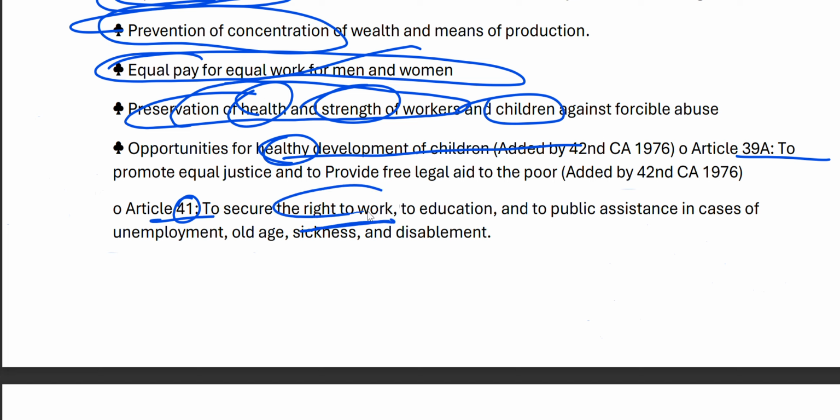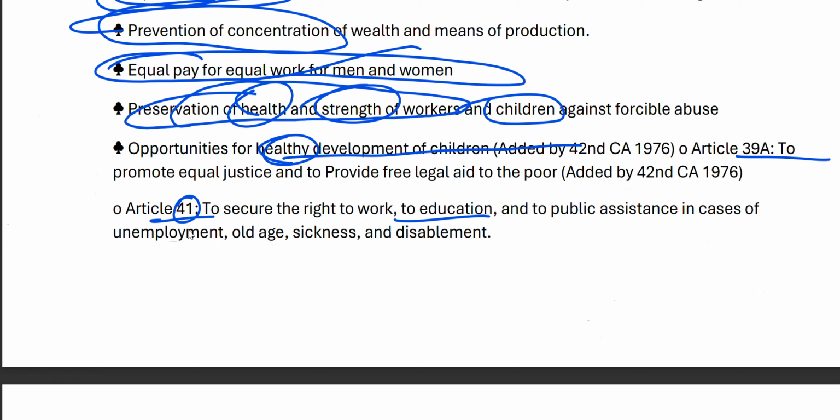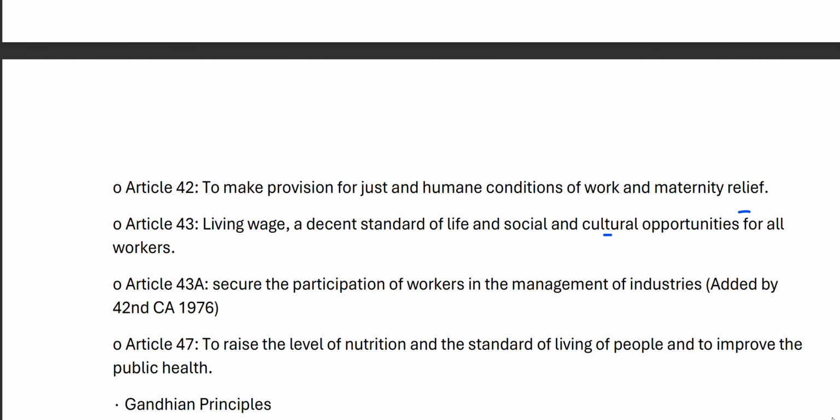Right to work. It is related to the right to work, to education, and to public assistance in cases of unemployment, old age, sickness, and disability. 41 is related to the right to work. When I am provided a right to work, the conditions must be just and humane. Okay, right to work, and conditions that are just and humane, and maternity leave as well.